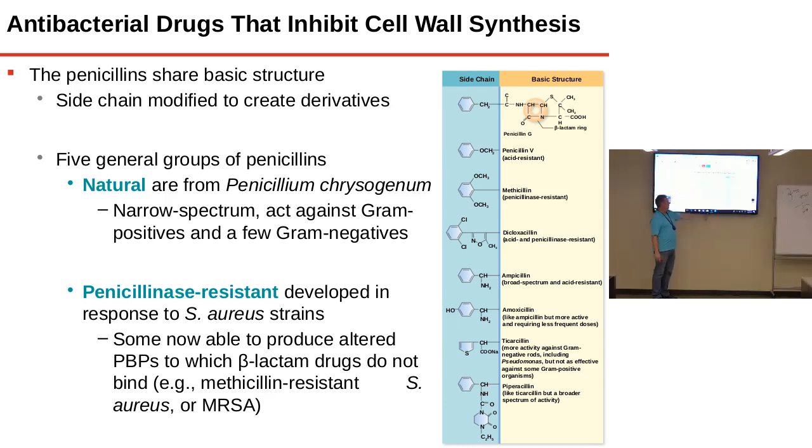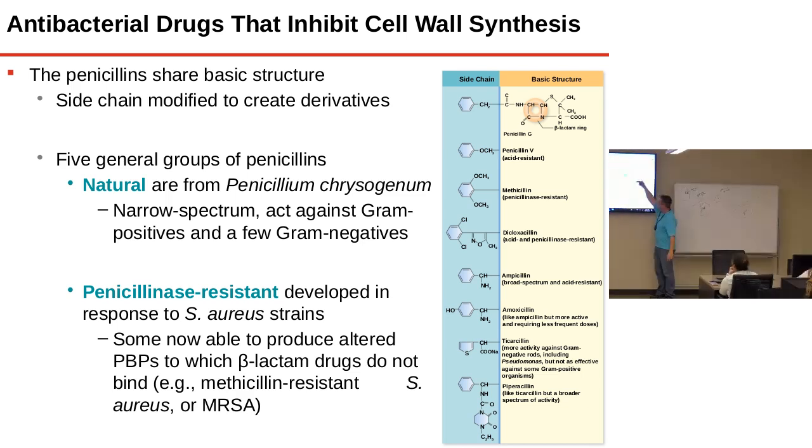These are going to be narrow spectrum, act against gram-positives and a few gram-negatives. And then we go into the ones that we've developed over time. And then they actually have some different capabilities. So when we look at this list again, acid-resistant, penicillinase resistant, methicillin. We hear about MRSA, right? Methicillin-resistant Staphylococcus aureus. Well, methicillin was a new drug that was developed from penicillin to be penicillinase resistant, to try to get around that onboard enzyme that chews up penicillin. From there, dioxycillin to acid and penicillinase resistant, ampicillin, broad spectrum and acid resistance.